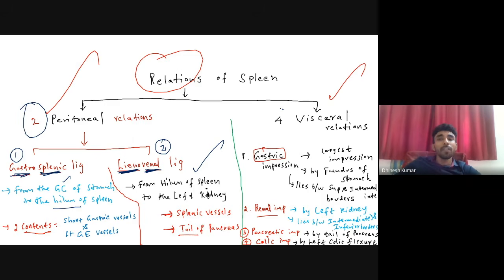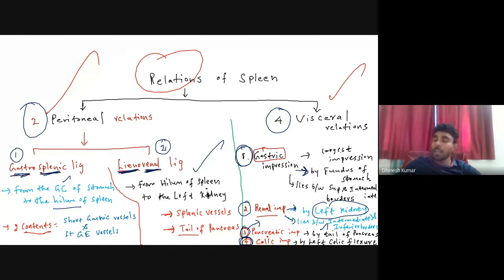What about the visceral relations? Yes, there are four viscera related to the spleen. One is the gastric impression produced by the fundus of the stomach. Then the renal impression produced by the left kidney. Then the pancreatic impression produced by the tail of the pancreas. Then the colic impression produced by the left colic flexure.